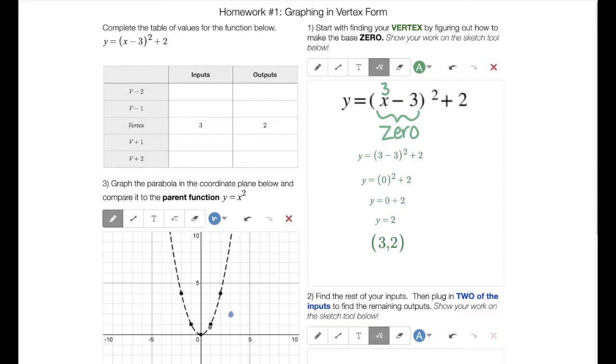If I was asked for the transformations from the parent function to my new function up here, I could see that my function has moved 3 units to the right and 1 unit up. So that would be an example of a horizontal shift right and a vertical shift up.